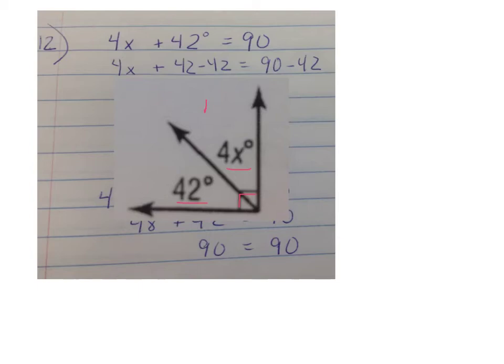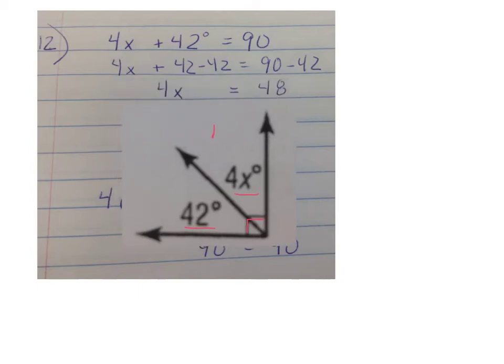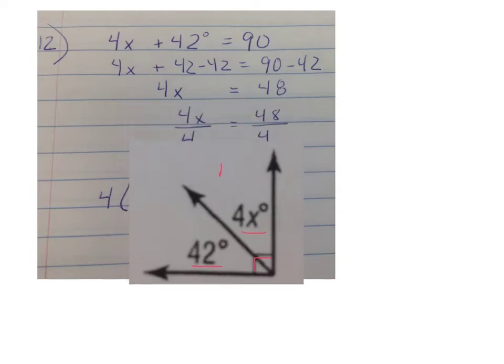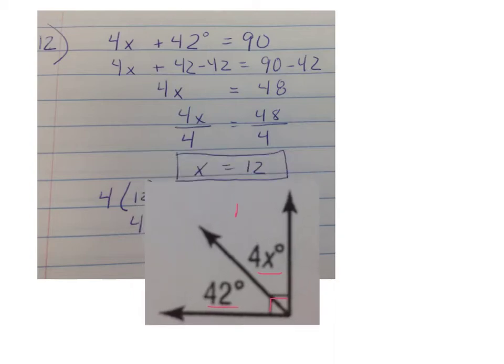42 minus 42 will make 0, so on this side we're just left with 4x. On the right hand side, 90 minus 42 is 48. We still want to get x all by itself, so we're going to divide both sides by 4: 4x divided by 4 and 48 divided by 4, because division is the opposite of multiplication. When we do that, we find out that x is equal to 12.